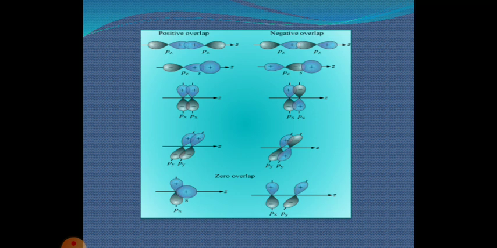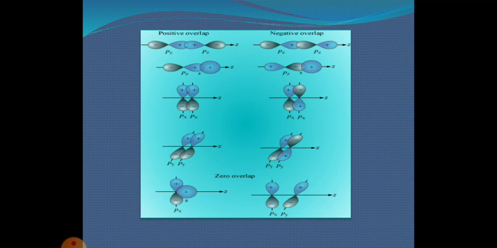Now this is a slide which explains the overlap of the orbitals between p and p, and sometimes s and p, sometimes the overlap is taking place out of the plane, on the axis, above the axis. All these points we have cleared in this slide.